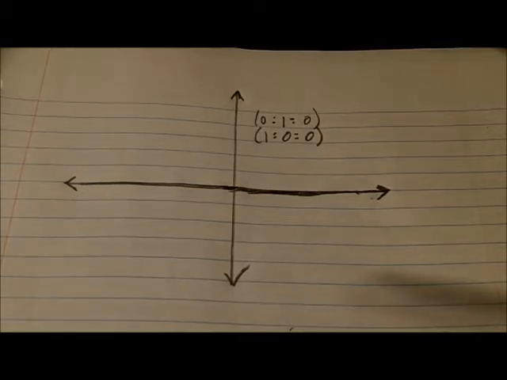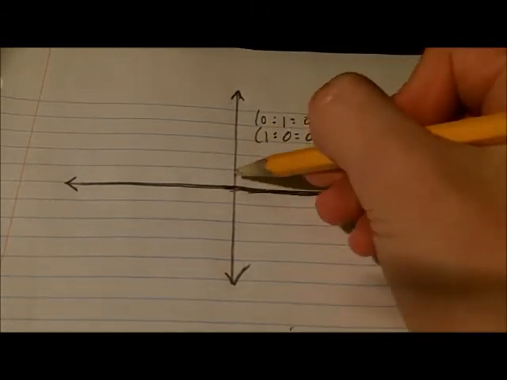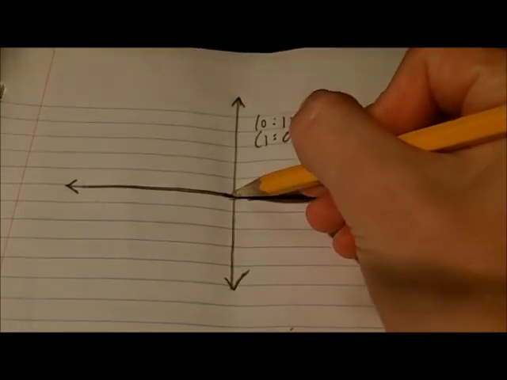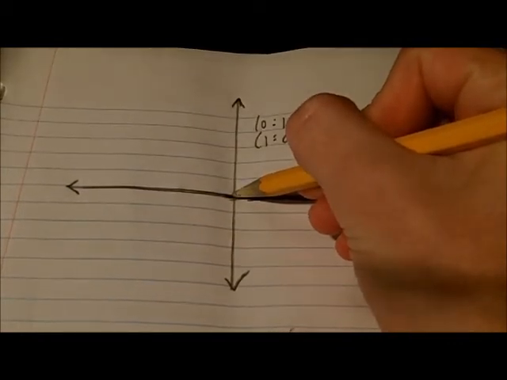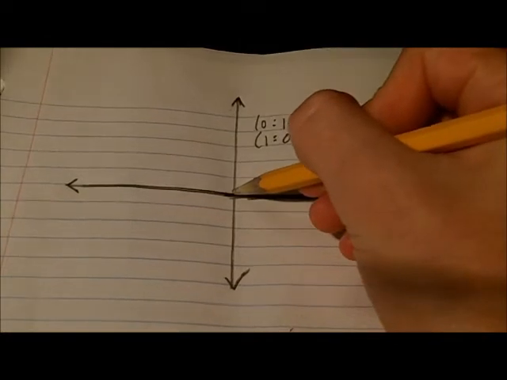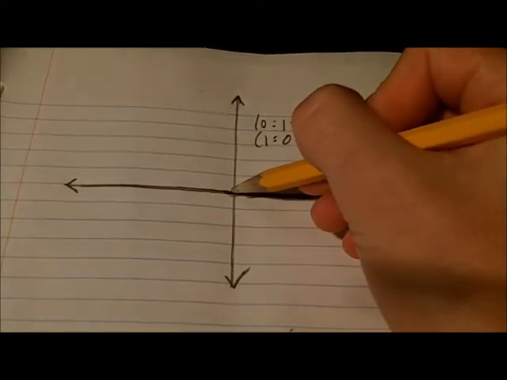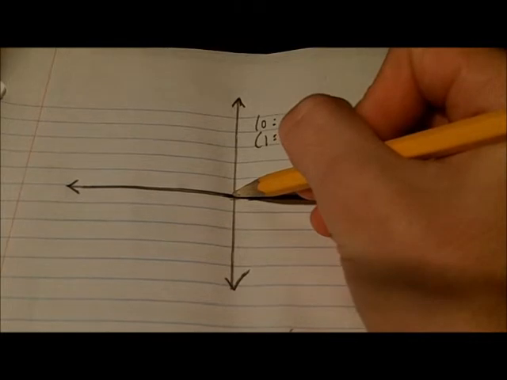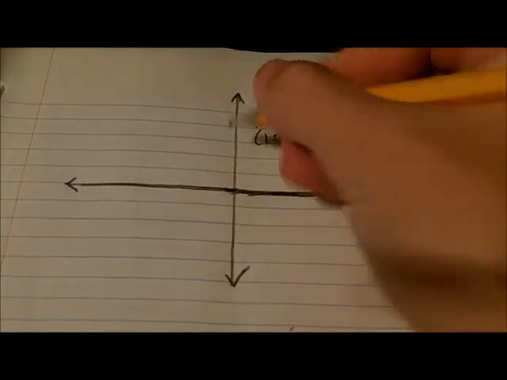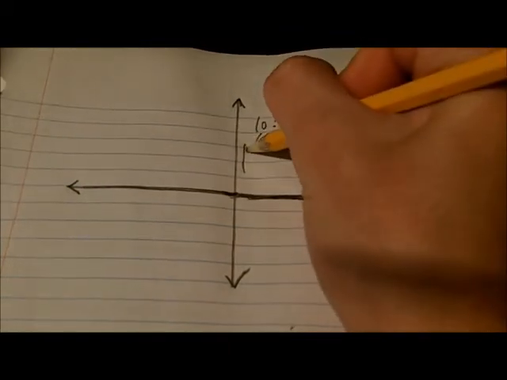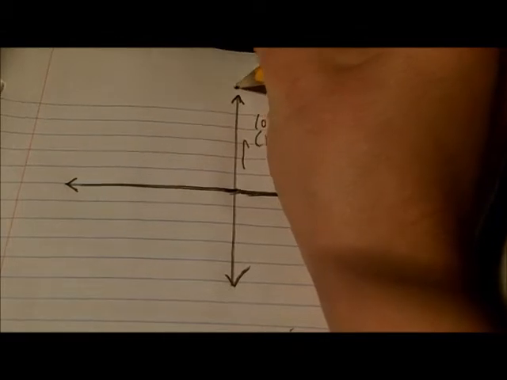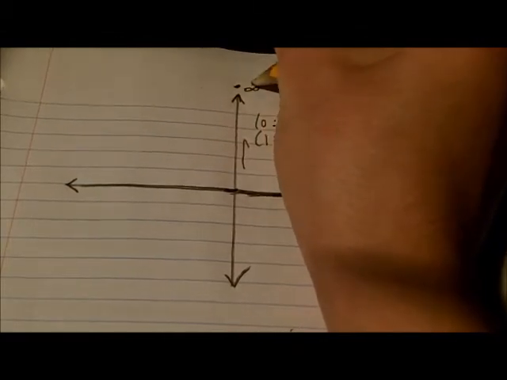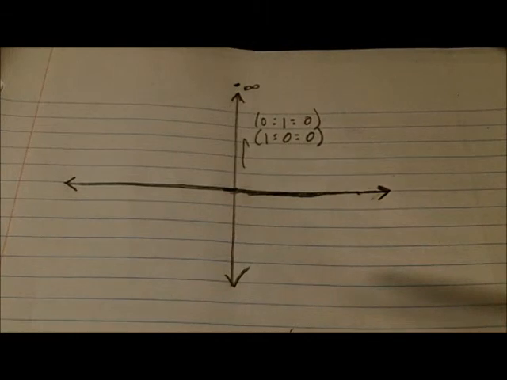So you can think of 0, 1, 0 as having just an x-coordinate of 0, so not traveling anywhere on the x-axis. And then 1 over 0 in the y direction, which means infinity in the y direction, infinitely upward on the y-axis. So that is one point at infinity.